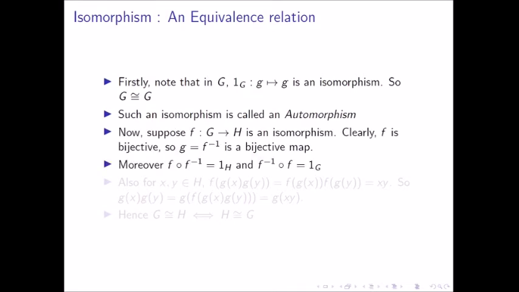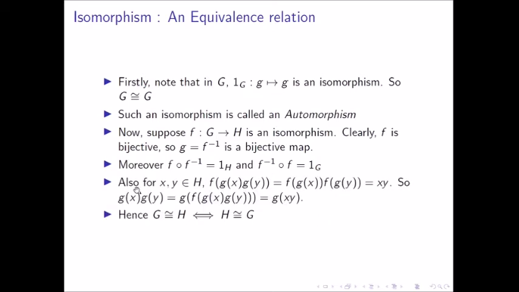Now suppose f from G to H is an isomorphism. Now the facts given over here say that f inverse, since f is a bijection, is also a bijective map. Moreover, it turns out that these two compositions are identity by the alternative characterization of a bijective map and inverse. Also, for x and y belonging to H, the set of operations given over here imply that f inverse is also an isomorphism. It's bijective, we already know. We just need to prove that it's a homomorphism. And that's what we prove over here. Just go through it once.